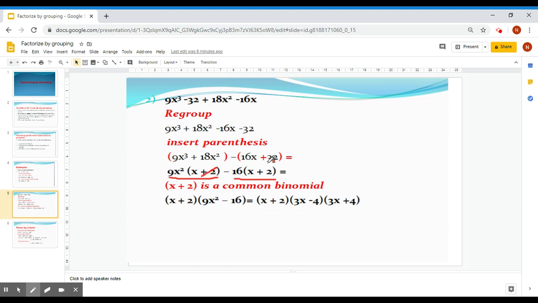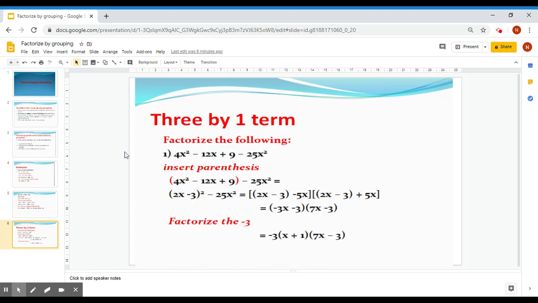I factorize it outside. I put it here, I will be left with 9x squared from the first term minus 16 from the second. Again, this can be factorized as difference of two squares, so I put it as 3x minus 4, 3x plus 4.